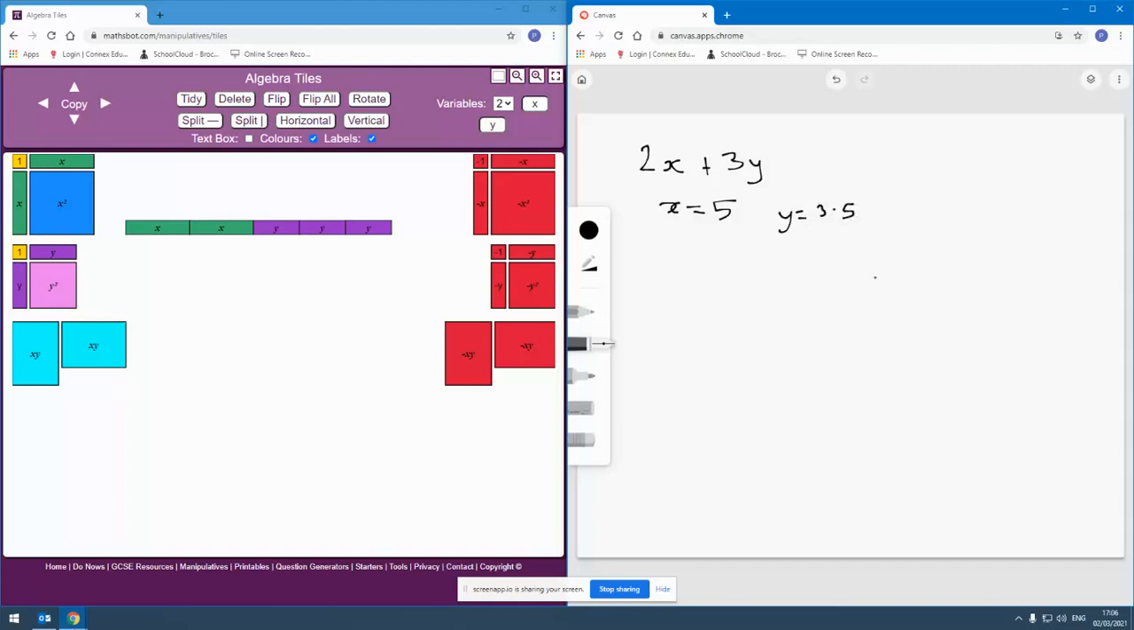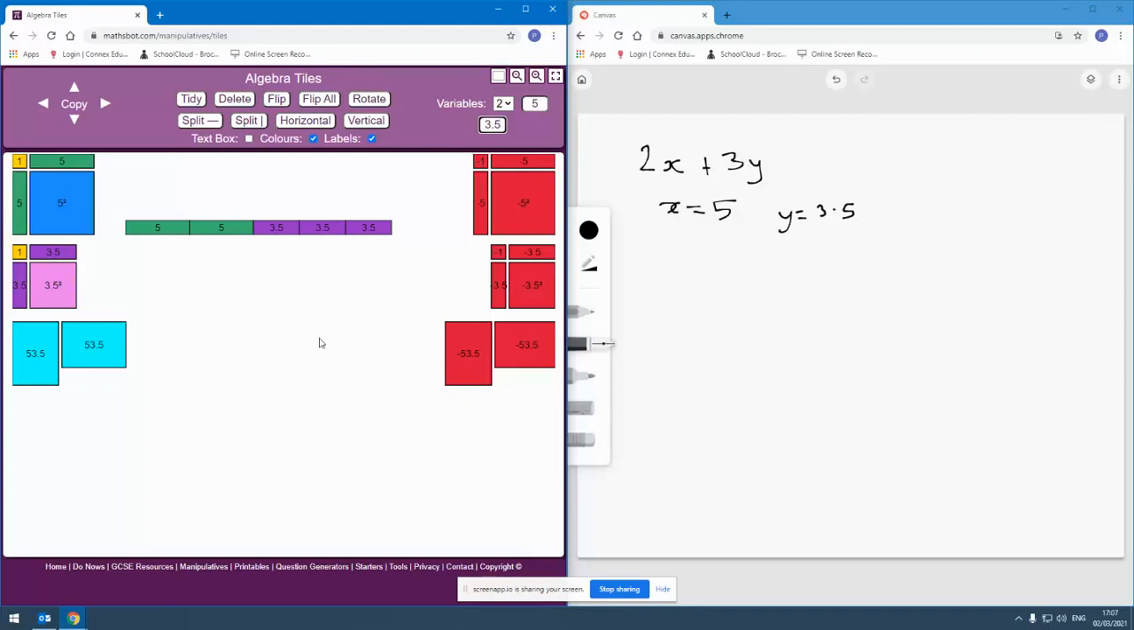Okay, so x equals 5, y equals 3.5, and this is the power of the virtual manipulative here: all I need to do is change my variable label from x to 5, and my y variable label from y to 3.5. And we can see what's happened there, can't we? This length has now become a length of 5. This has become a length of 5, 3.5, 3.5, and 3.5.